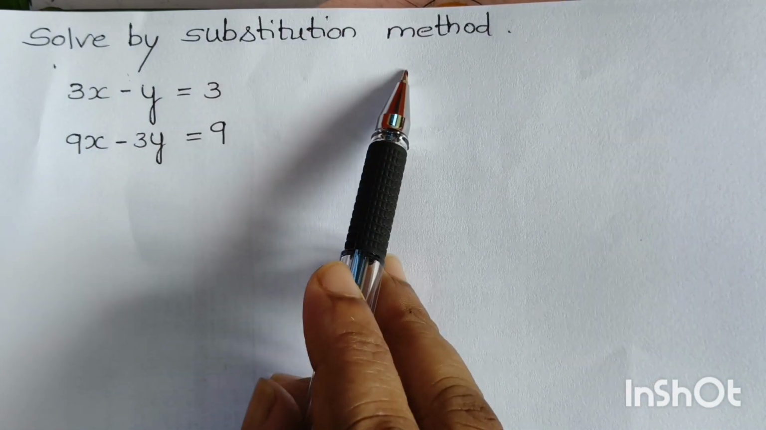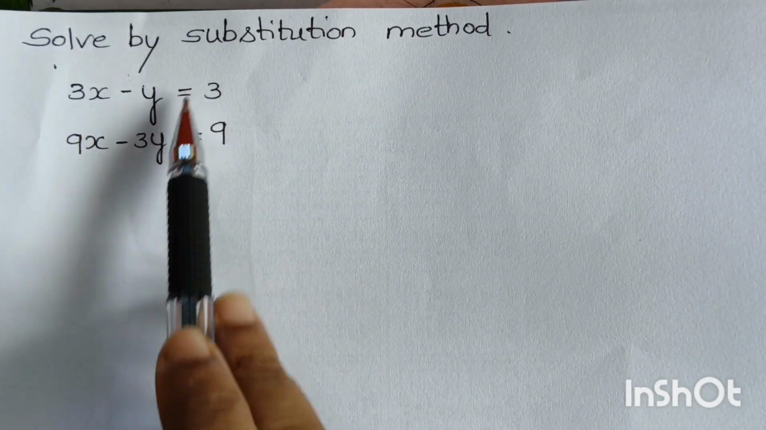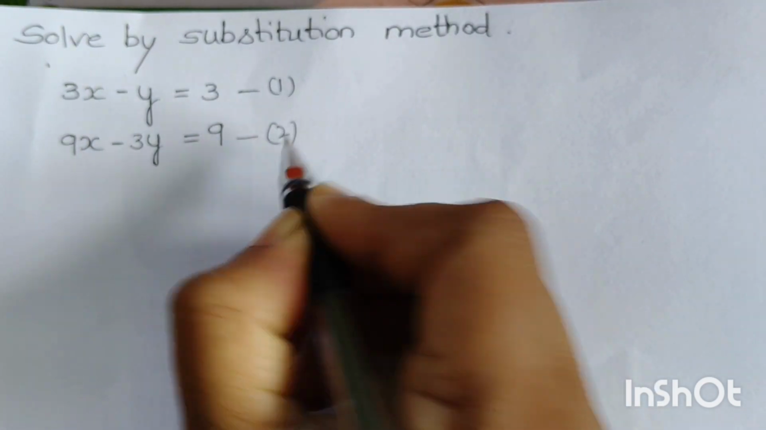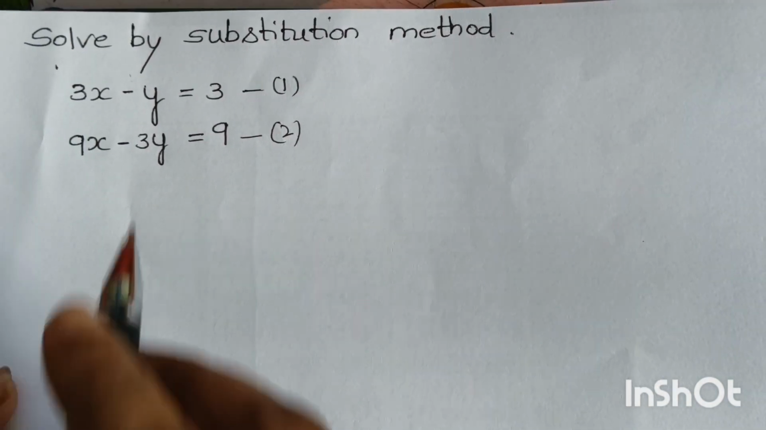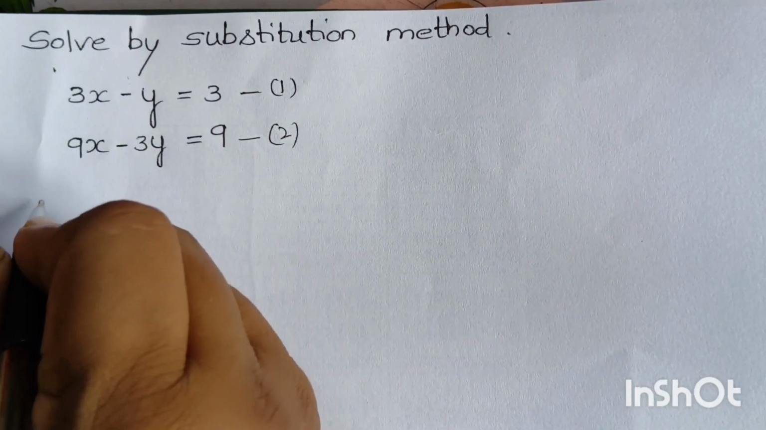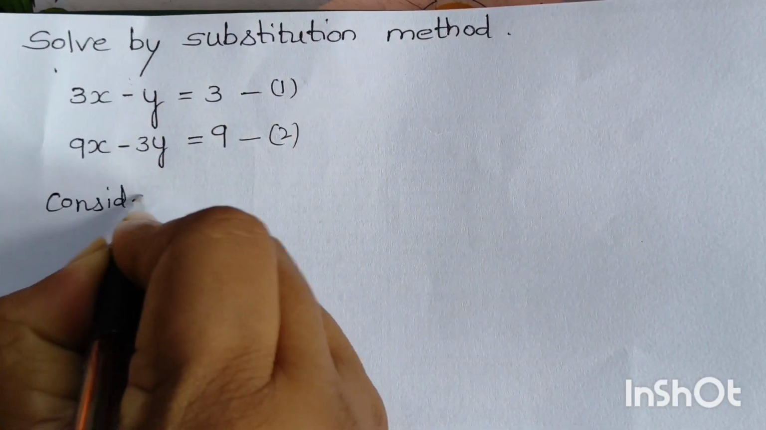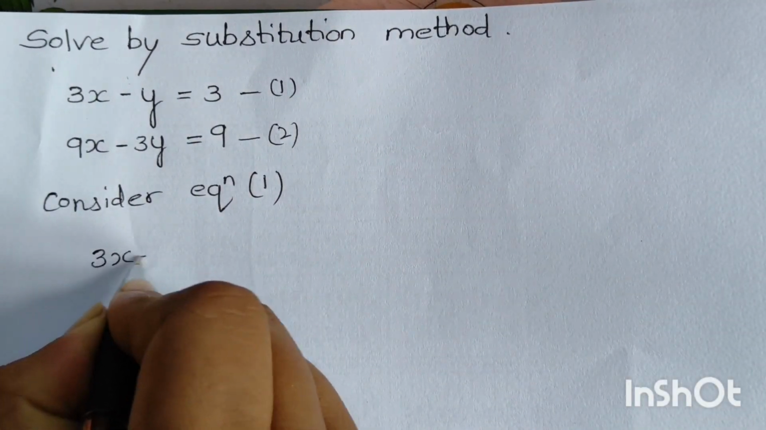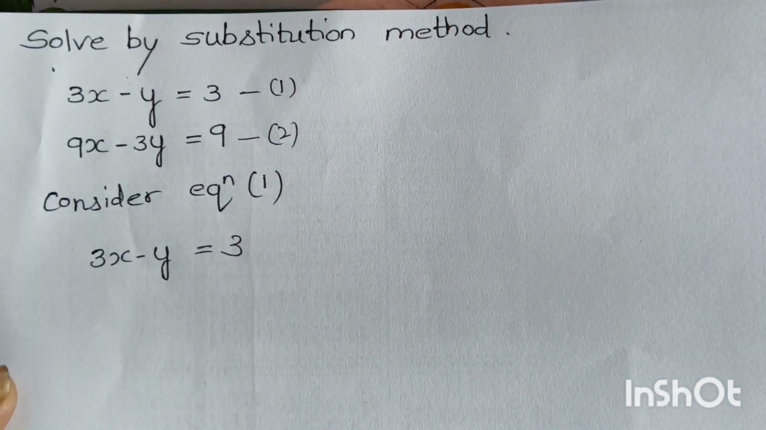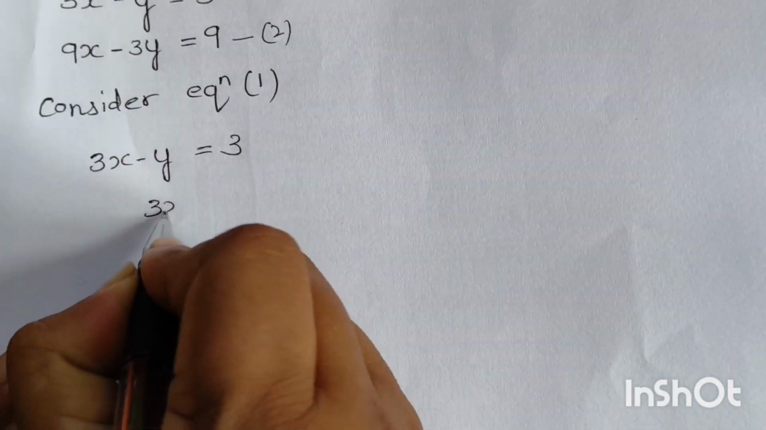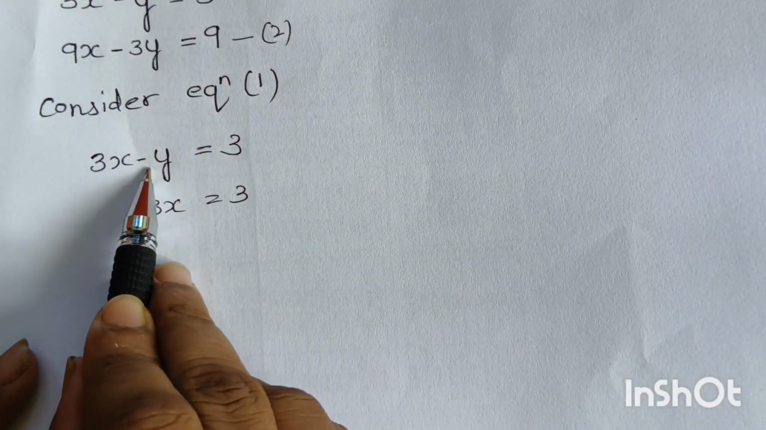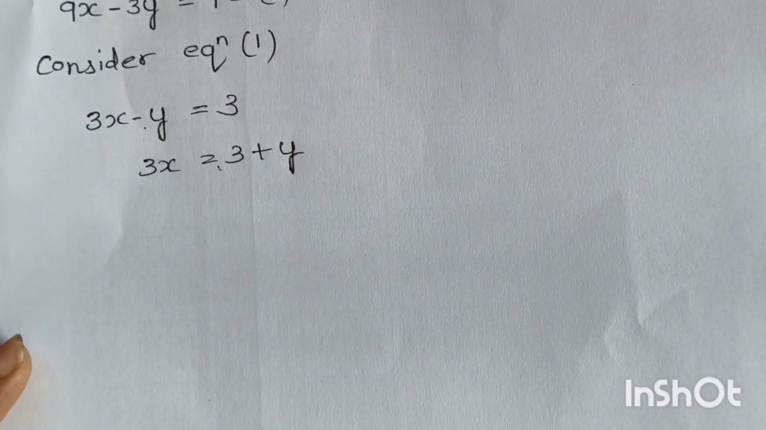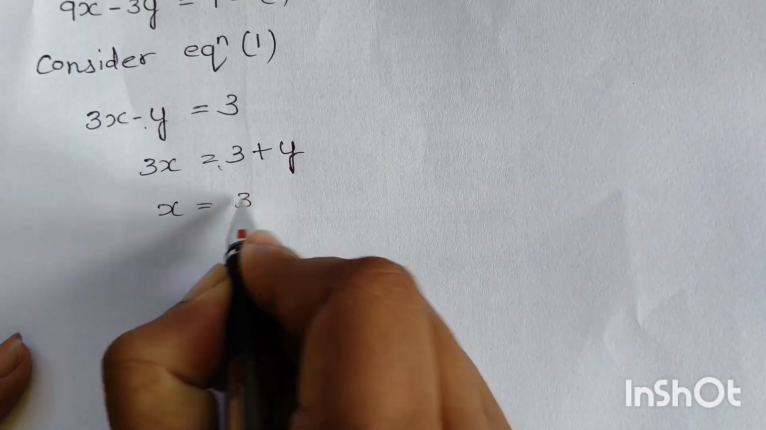Solve by substitution method. Look at this. Here we have two equations. Let us consider this as equation 1 and this as equation 2. First, let us consider equation 1, that is 3x minus y is equal to 3. 3x is equal to 3 plus y, when it crosses the equal to sign, it becomes plus y. Now, x is equal to 3 plus y.